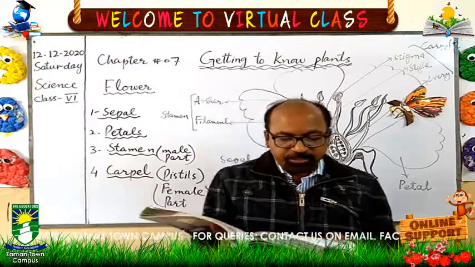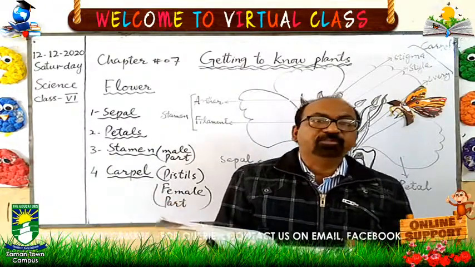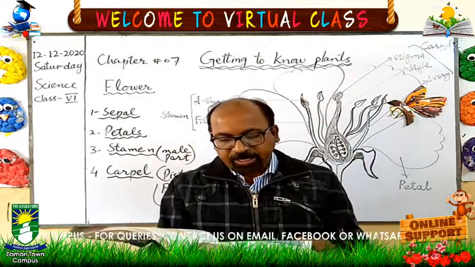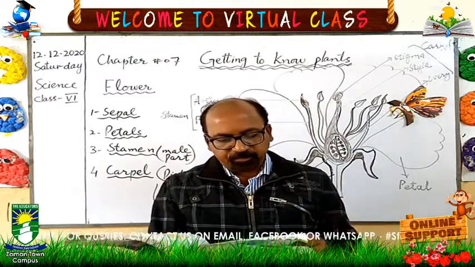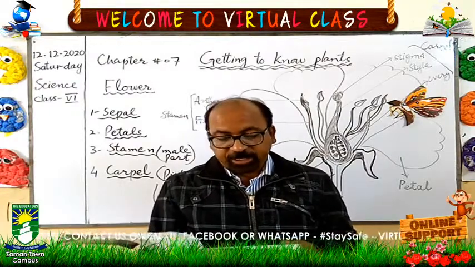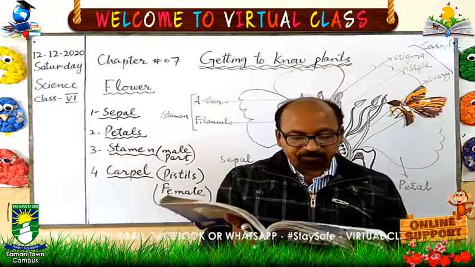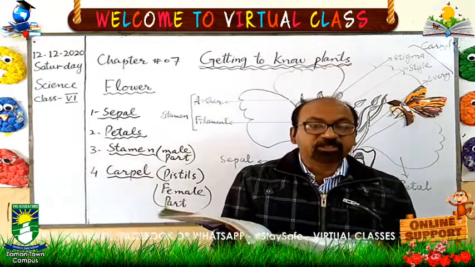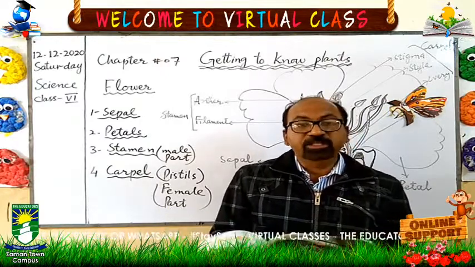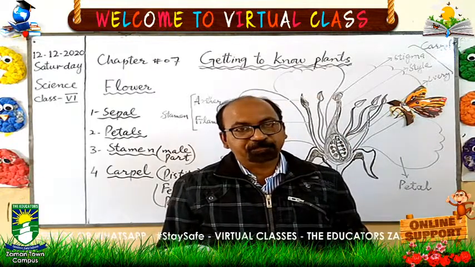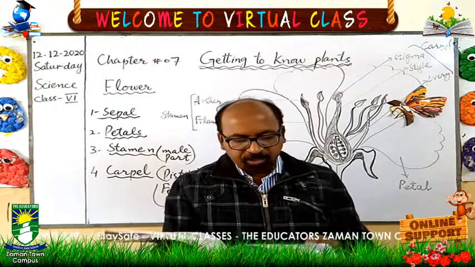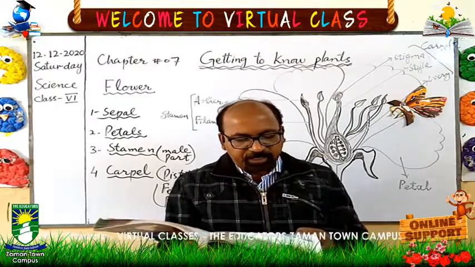Which of the following is a modified taproot? Modified taproots are the roots which store food. The options are radish, carrot, ginger, both radish and carrot. So we know that modified taproots are radish and carrot, which means the answer will be D, both radish and carrot, because ginger is not a root, ginger is a stem. Potato is a stem.